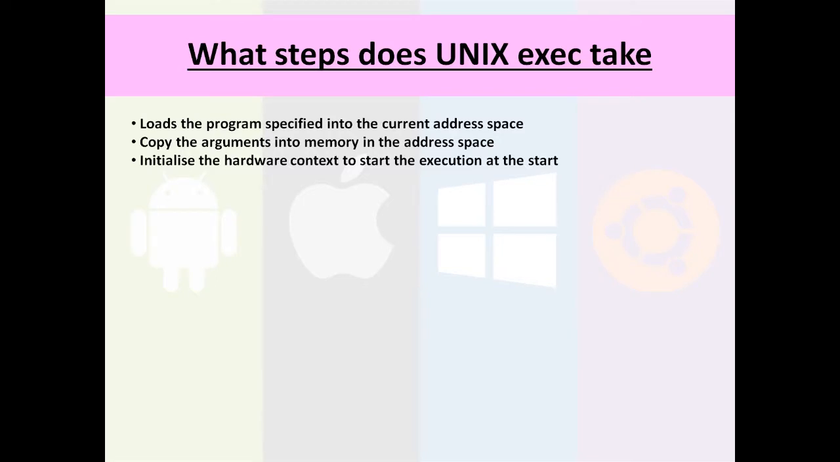What steps does Unix exec take? It loads the program into the current address space, copies the arguments into the memory in the address space, and initializes the hardware context to start the execution at the start. And by hardware context, once again, we mean the program counter.